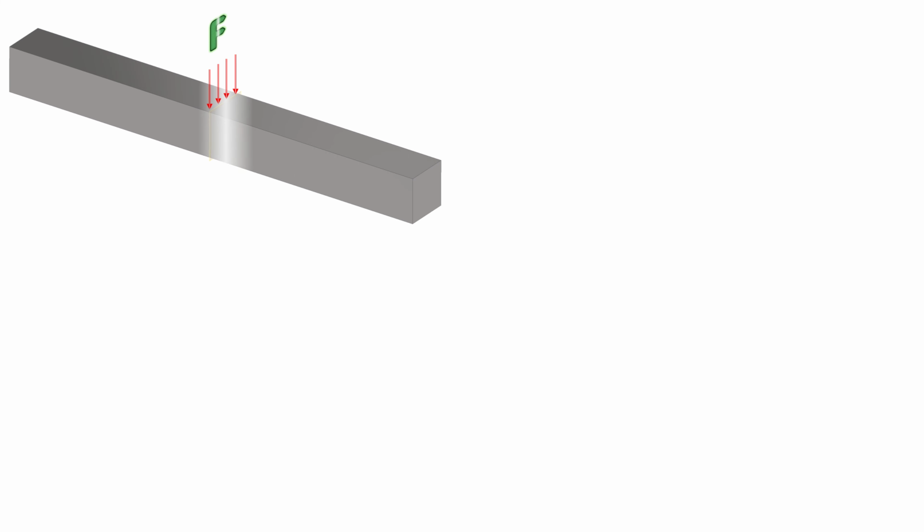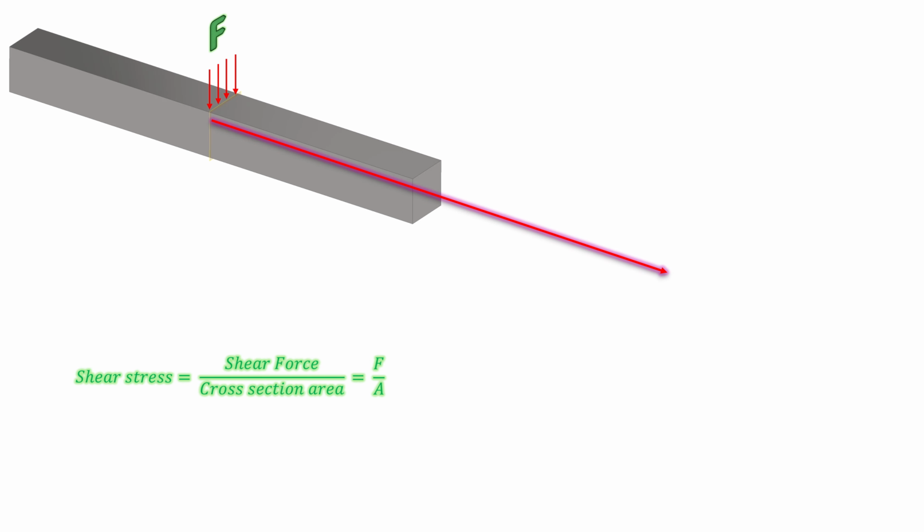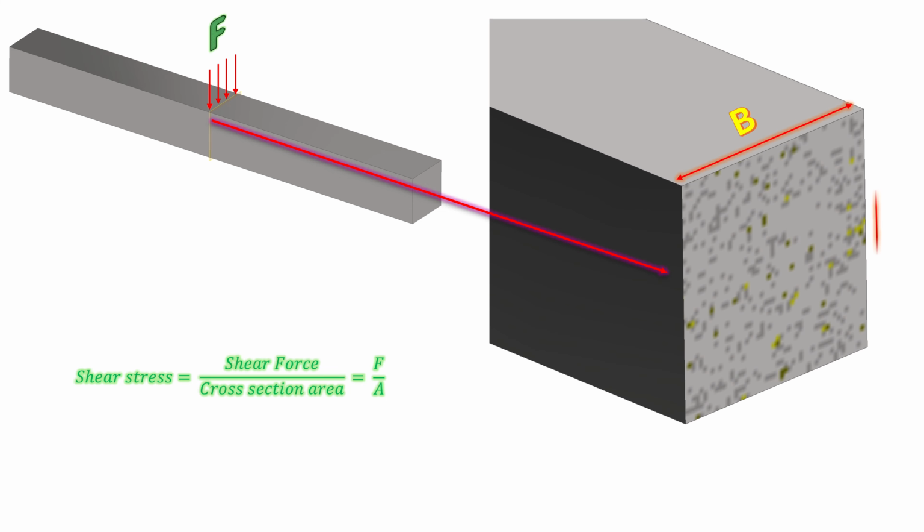Shear stress can be calculated as shear force divided by the cross-sectional area A. So F divided by A. If B is the width and H is the height of the cross-section, then it is F divided by B into H.